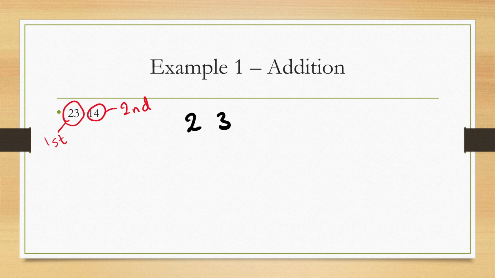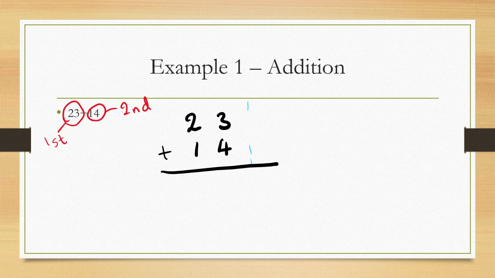So we write 23 up on top, that's the first number, and then we write 14 at the bottom, and then we write the plus sign, and draw a line underneath it. The line represents that everything on top of the line is part of the question, and everything underneath the line is part of the answer. That's how you differentiate it. Notice how I wrote these two numbers in specific columns, right on top of each other.